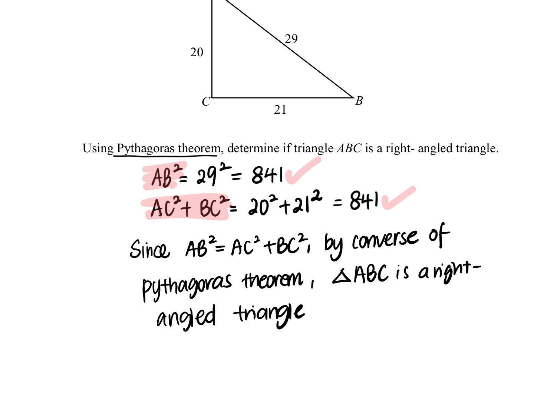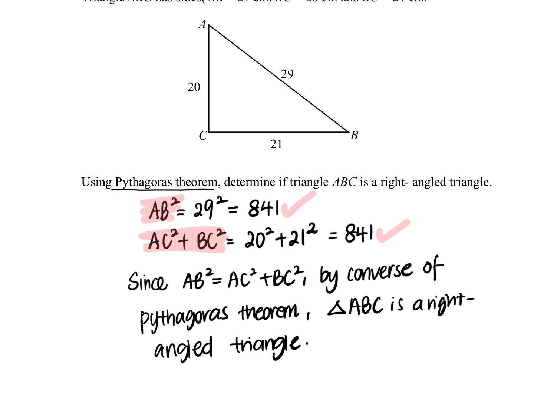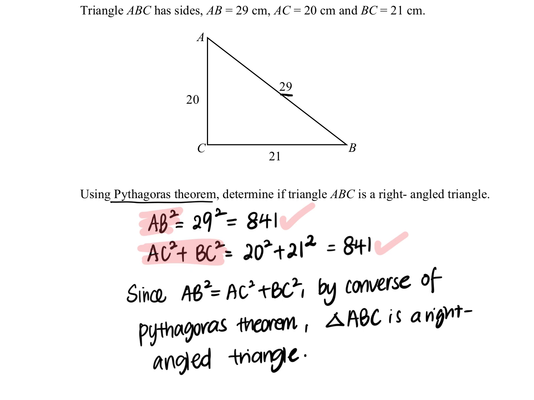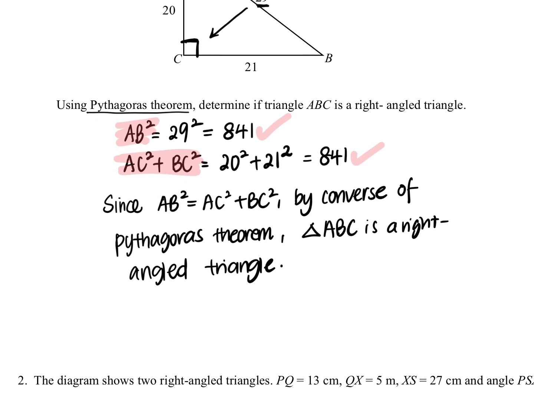Okay, then just to double check, do you know where is the 90 degree, the right angle? This is my longest side over here, right? So the side opposite the longest side, this one will be my right angle. So to add on, if you need to, angle ACB is the one that's 90 degrees.